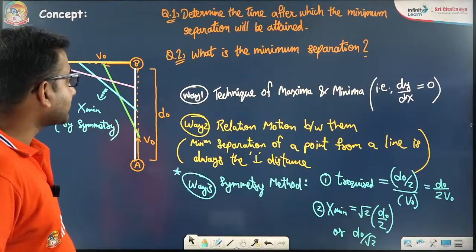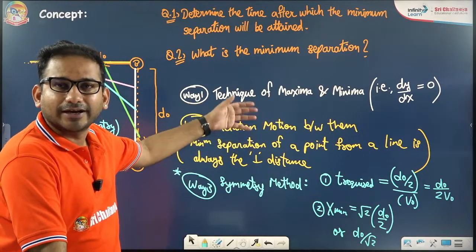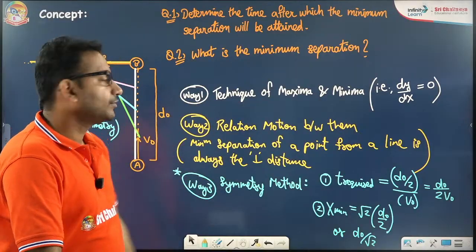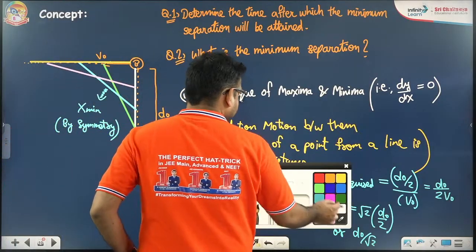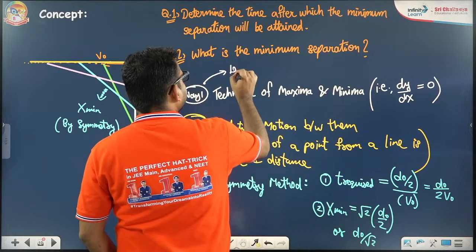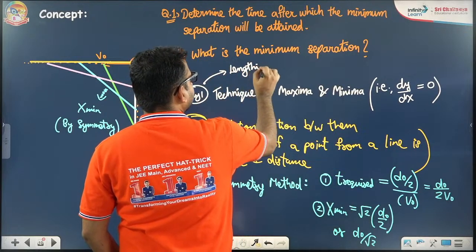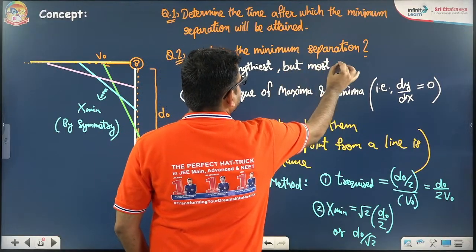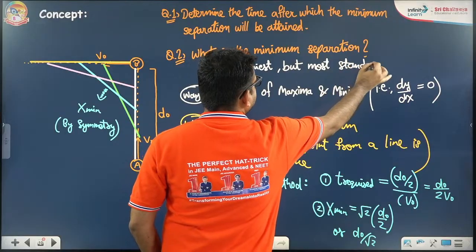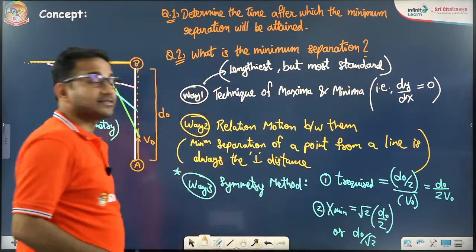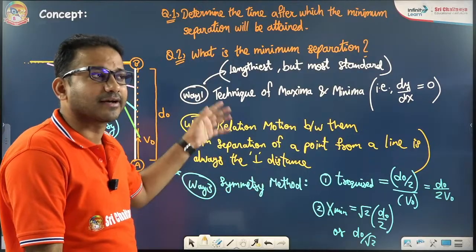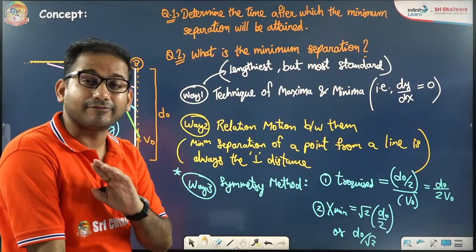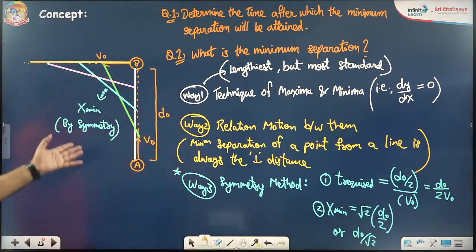So these are the ways. Don't worry, I'll take up a PYQ in which I'll apply all the techniques for you. You will realize that the first technique is the lengthiest but the most standard technique, because even if there is no symmetry, even if they are moving in random directions, that technique is going to help you out. That is going to be helping every time. Okay, just have a look.